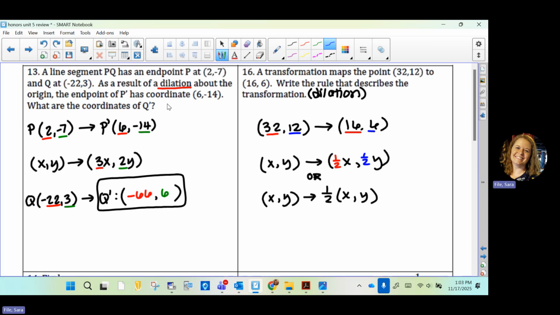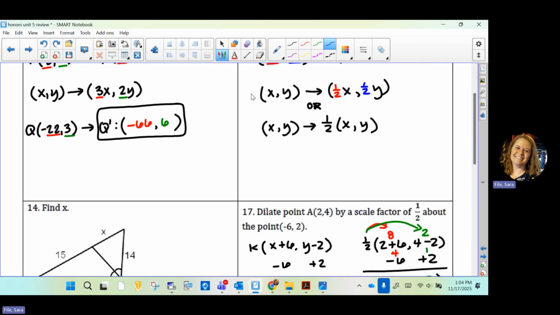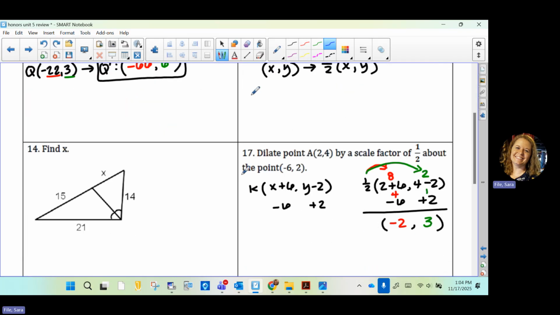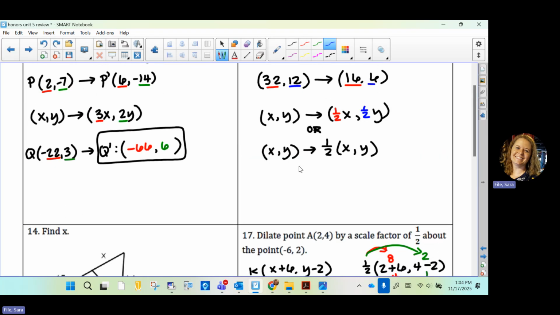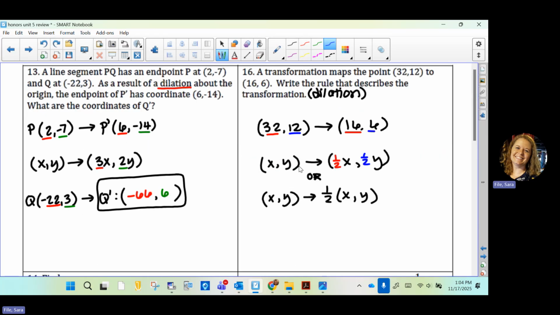So that's telling you your center of dilation. When it says around the origin or about the origin, that means the origin is your center of dilation. Like 17 says about the point -6, 2. That means that's the center of dilation. That's just another phrase for telling you what the center of dilation is.